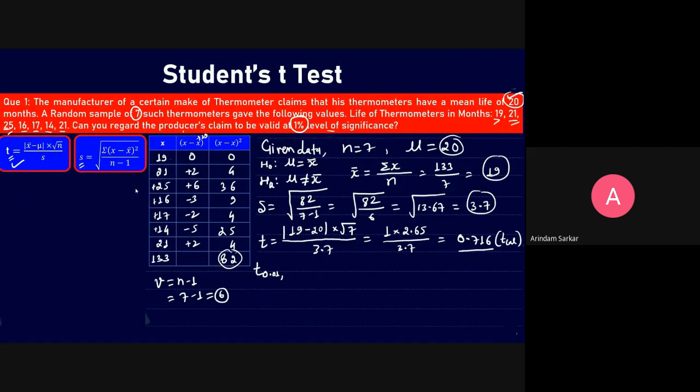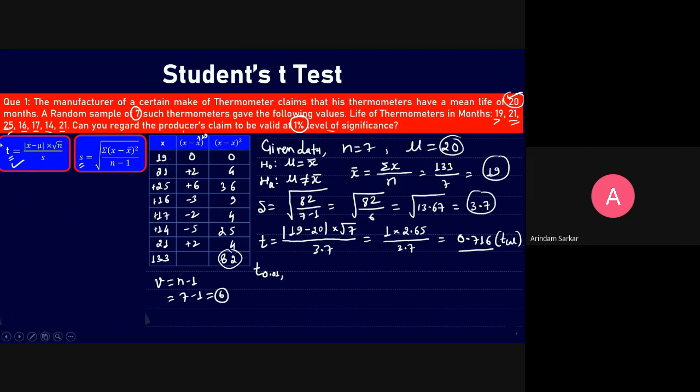Now, if I take this simple example, look at the problem statement. The manufacturer of a certain make of thermometer claims that his thermometers have a mean life of 20 months. A random sample of 7 such thermometers gave the following values. Life of thermometers in months: 19, 21, 25, 16, like that. I need to find out, can you regard the producer's claim to be valid at a 1% level of significance? Why am I giving you this problem statement? So that you can understand in which cases which particular test is applicable.